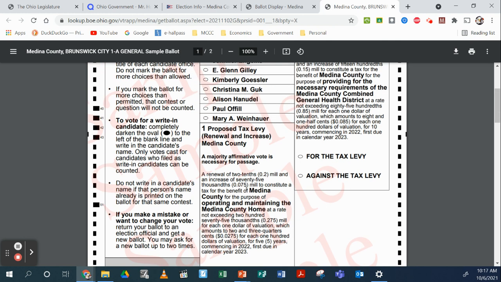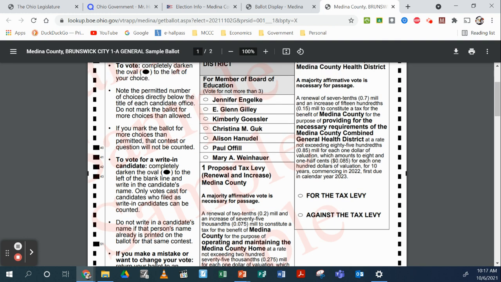All right, 0.75 mil. If you look at this, they try to give you a little explanation over here of what a mill is. So it's 0.085 cents for every $100 of valuation. So if you owned a property that was only $100, you'd owe 9 cents. And then you divide that by 12 months, right? But most people's property is $100,000. So you take that, divide that by the 0.085, and you get yourself your mill rate.